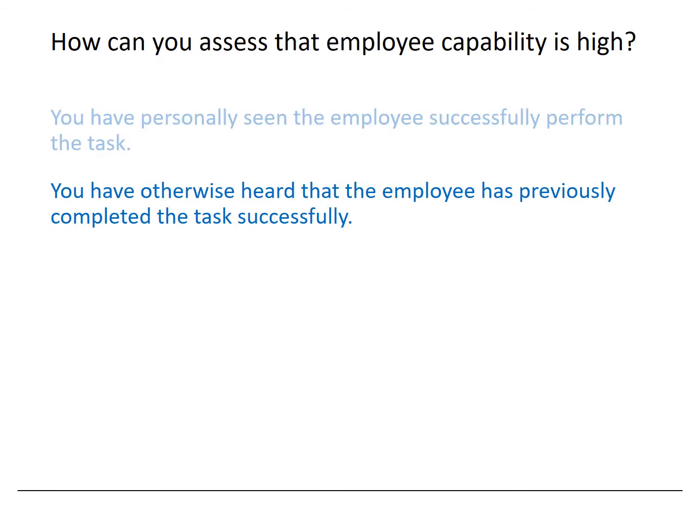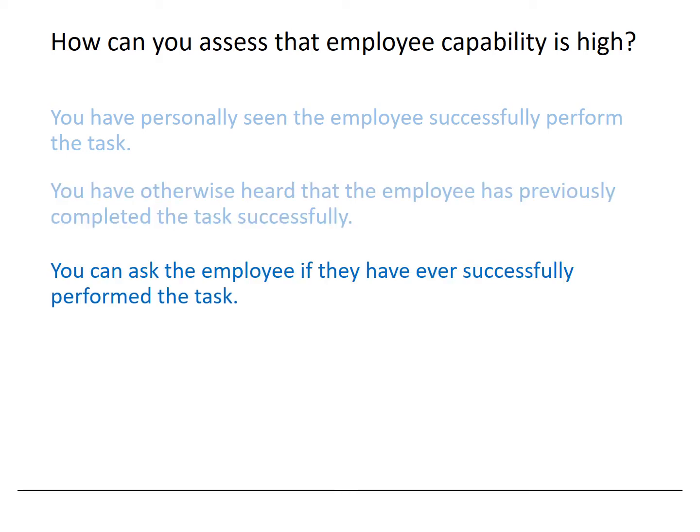A second way you can feel reasonably confident is if you know through some other trusted source that the employee has performed the task successfully in the past. If another manager, for instance, has observed the employee helping a customer and has passed along the assessment that their customer service capability is high, then you can also confidently delegate the task of helping a customer right now.